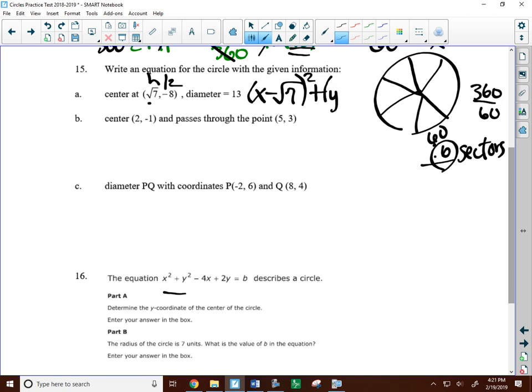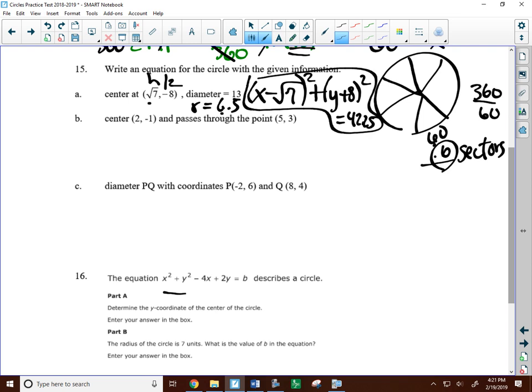Plus y minus a negative 8 becomes plus 8 squared, equals the radius squared, r squared. So I need to divide this by 2 to get the radius. When you square that, we get 42.25. So I got a little off there.